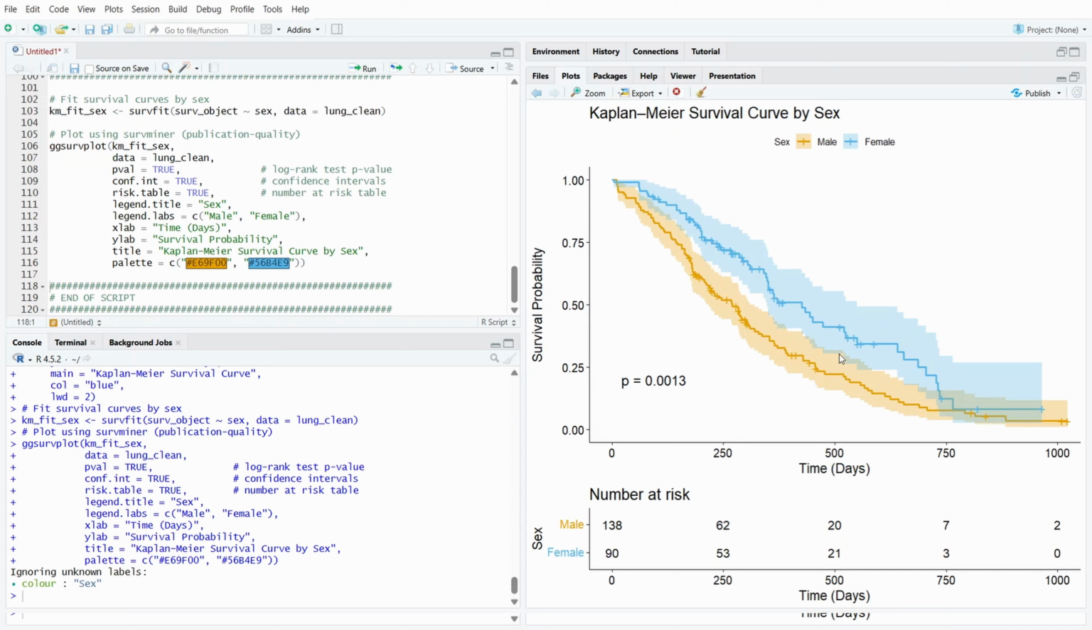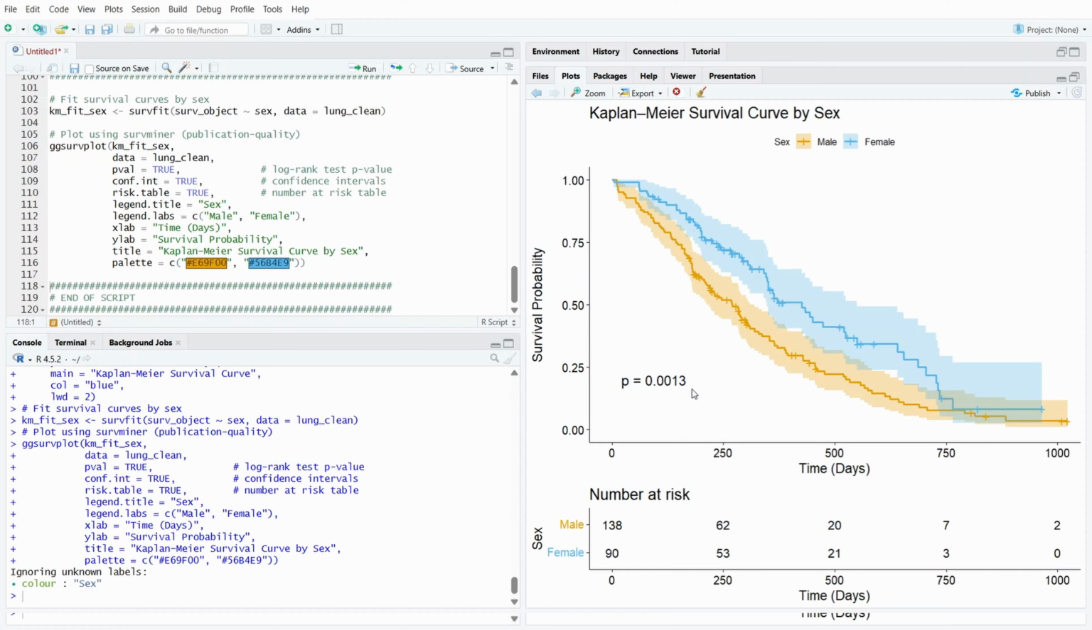One of the key visual takeaways is that the female survival curve consistently remains above the male curve across most of the follow-up period. This indicates that at nearly every time point, females have a higher probability of survival compared to males. The shaded regions around each curve represent 95% confidence intervals. These intervals widen over time, reflecting increased uncertainty as the number of patients still under observation decreases. The p-value shown on the plot is 0.0013, derived from a log rank test comparing the two groups.